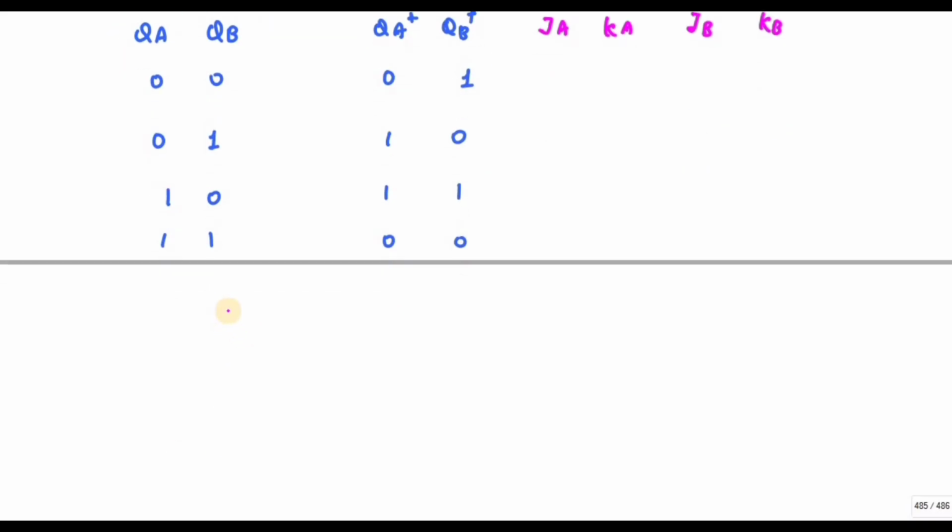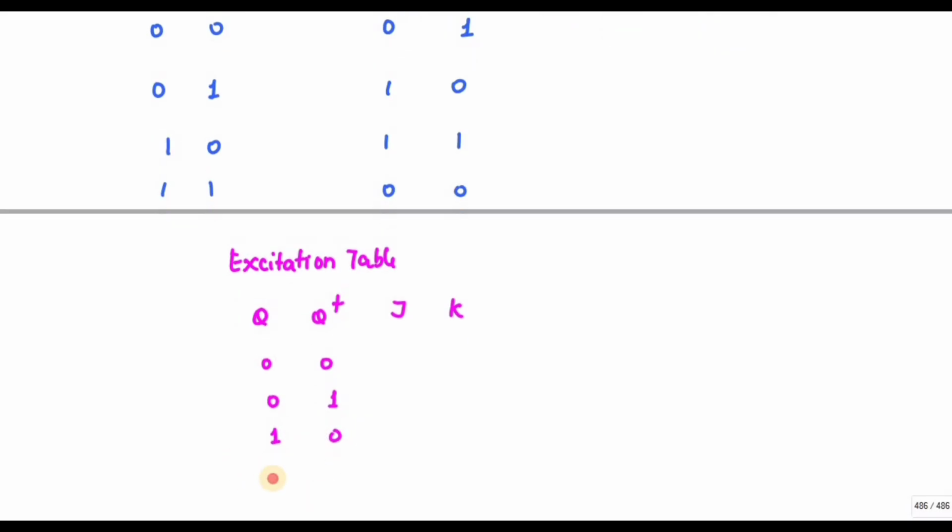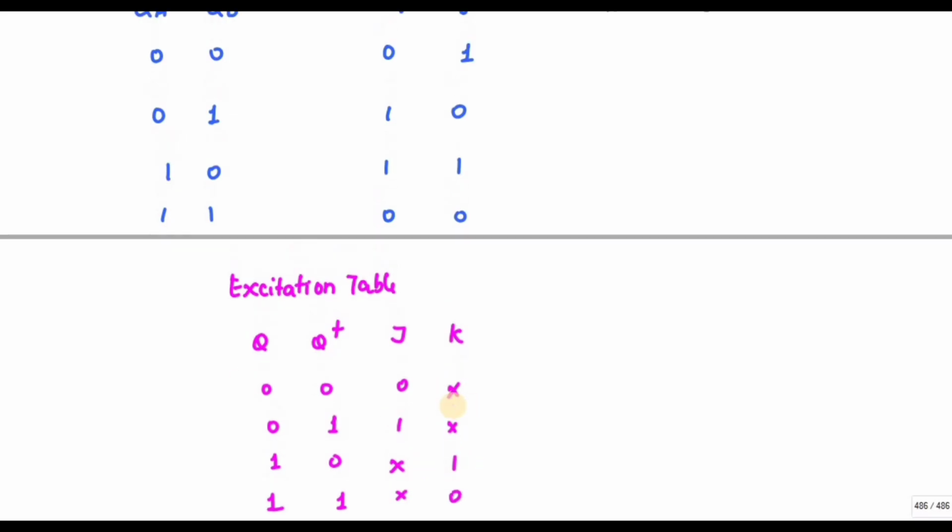So I have to write the excitation table for JK flip-flop. This is for Q, Q plus, J, K. The excitation table has the inputs Q and Q plus, from which you can write the J and K values. If I write the J like this, K I have to write in the inverse. So if this is QA plus, this is JA, KA.